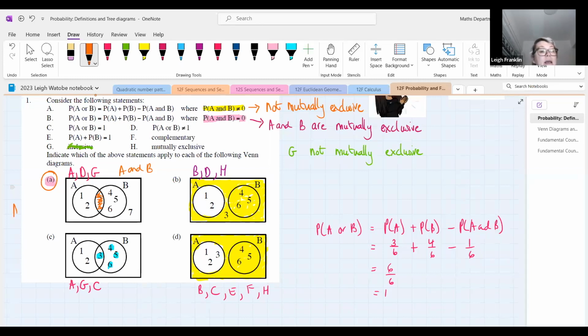If I say A or B, it means everything that is inside A and everything that is inside B, as well as what's in both. So A or B would be the 1, the 2, the 3, the 4, the 5, and the 6. A and B is only the 3. Does that make more sense to you?